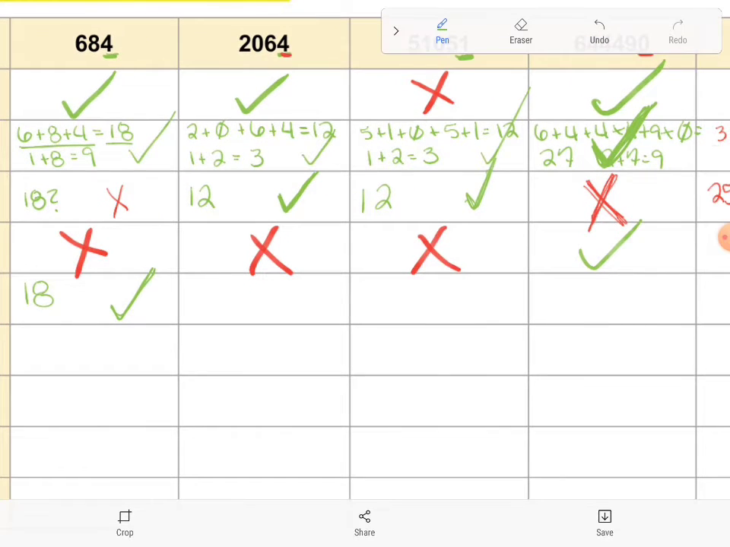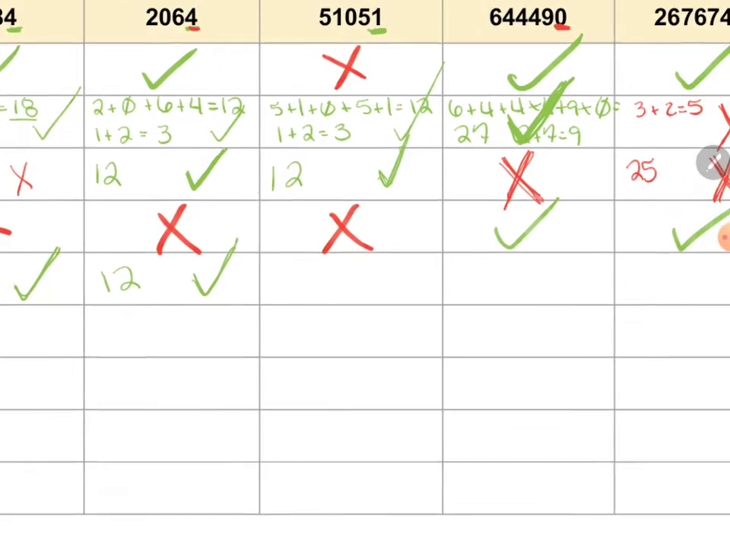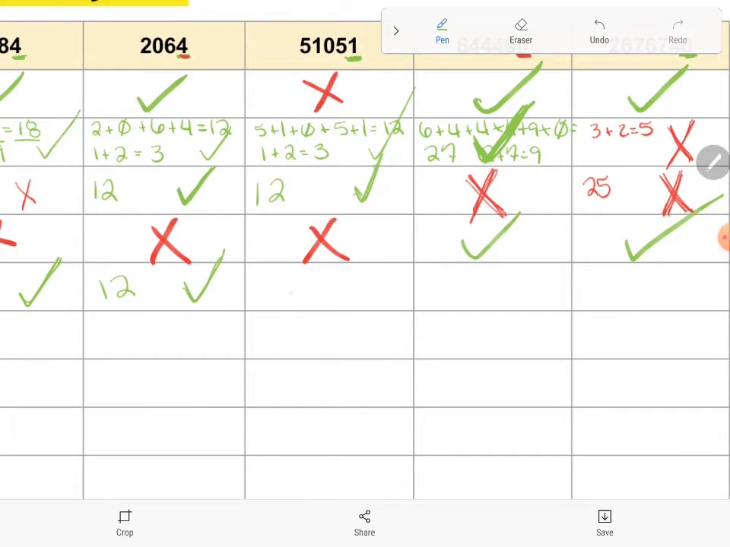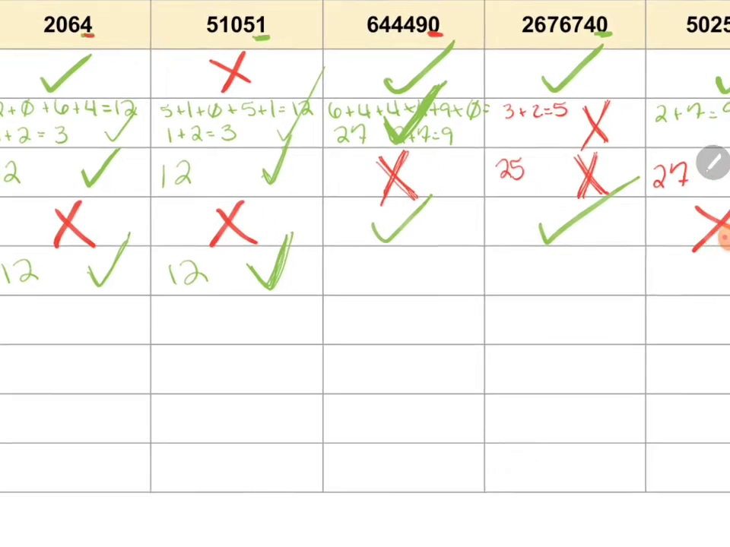Next, we know that 2 plus 0 plus 6 plus 4 will be 12. 12 is a multiple of 6, therefore that's divisible by 6. Our next number, 5 plus 1 plus 0 plus 5 plus 1, is going to be 12. Again, 12 is a multiple of 6, therefore the whole number will be divisible by 6.